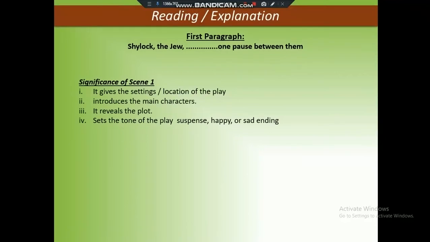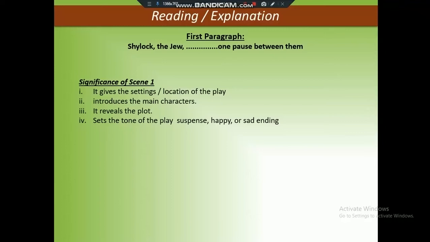Let's explain. First of all, before we move towards the explanation of the first paragraph, let me tell you the significance of the first scene, scene one, in Shakespeare's plays. The first scene, or the first paragraph, of a Shakespearean play gives the setting and location of the play. It tells you about the setting, meaning where the play takes place. So the paragraph says that this play takes place at Venice, as I told you, a commercial city of Italy.